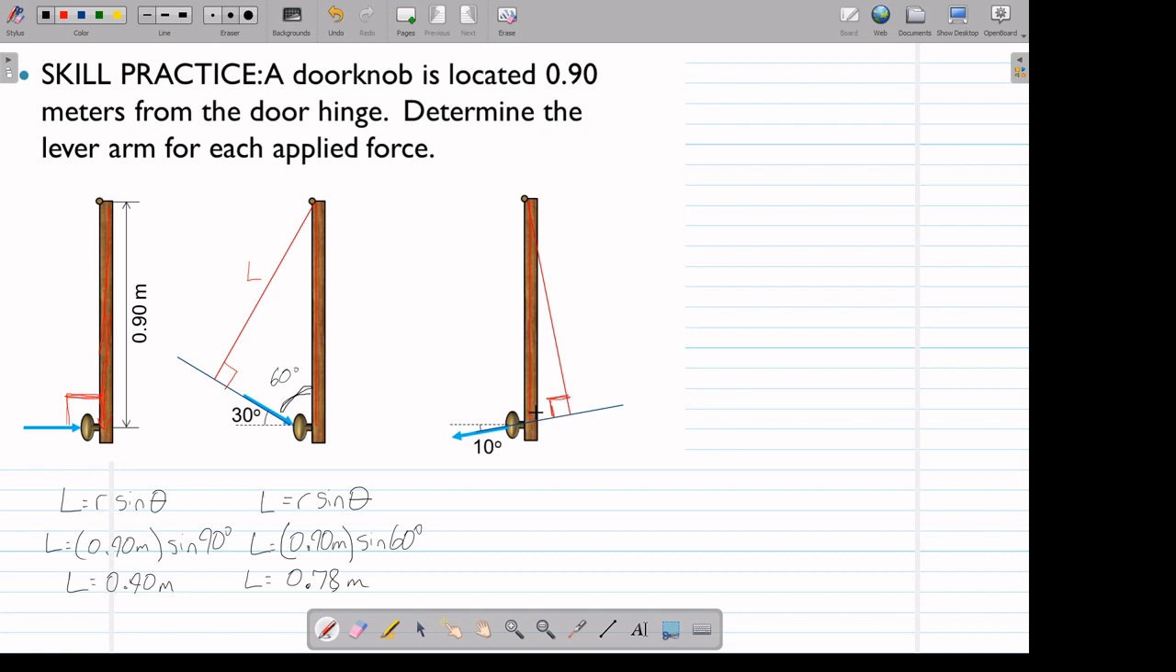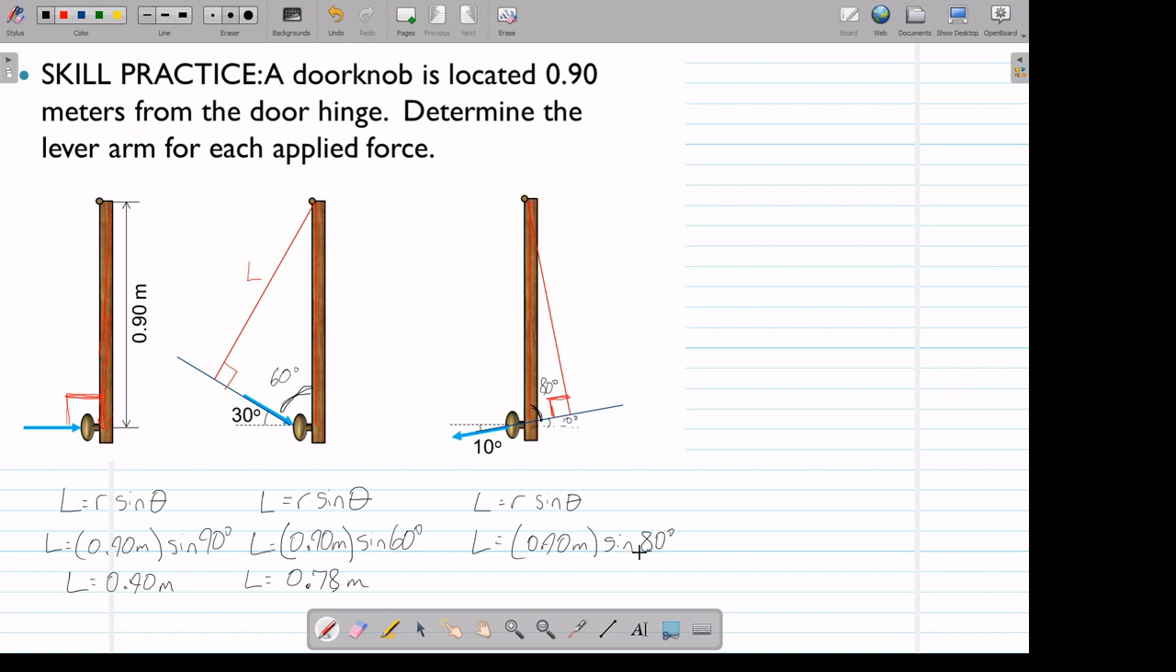And let's see if we can figure out, so the angle that we're interested in is this angle right here. And if we sort of extend this perpendicular line back here, if this is 10 degrees, then this is also 10 degrees, which means that the angle that we're interested in, this angle right here, must be 80 degrees, because 10 plus 80 is 90. Right, so the length is equal to the radius times sine theta as usual, as it always has been. The radius is 0.90 meters as usual, and the sine in this case is 80 degrees.